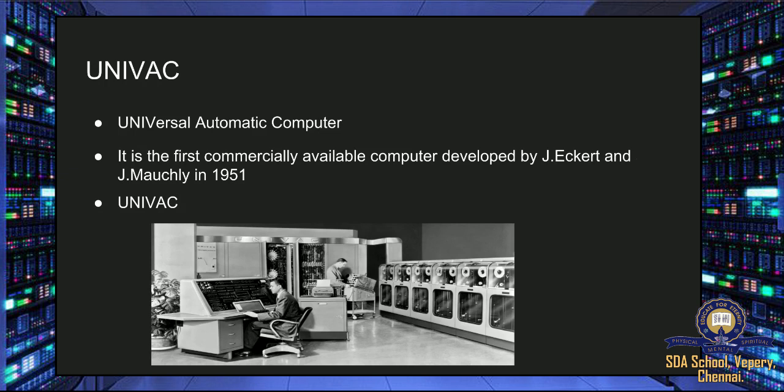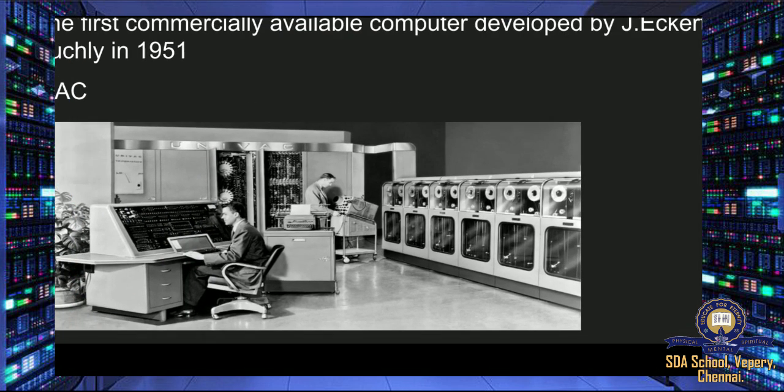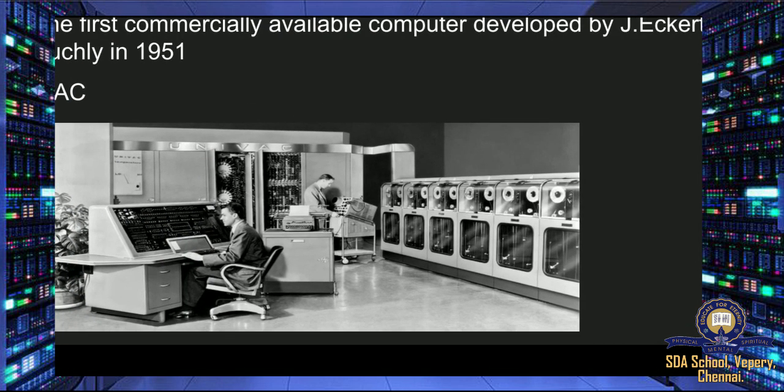UNIVAC. UNIVAC is the abbreviation of Universal Automatic Computer. It is the first commercially available computer developed by J. Eckert and J. Mauchly in 1951. This is the UNIVAC machine. I have shown the picture here. You can see how they work in the UNIVAC machine.